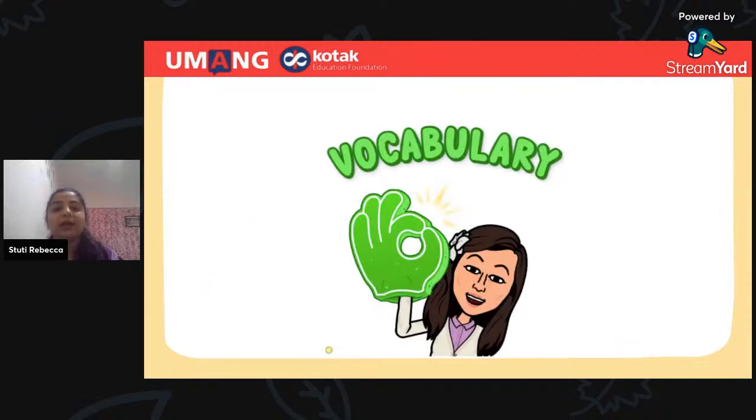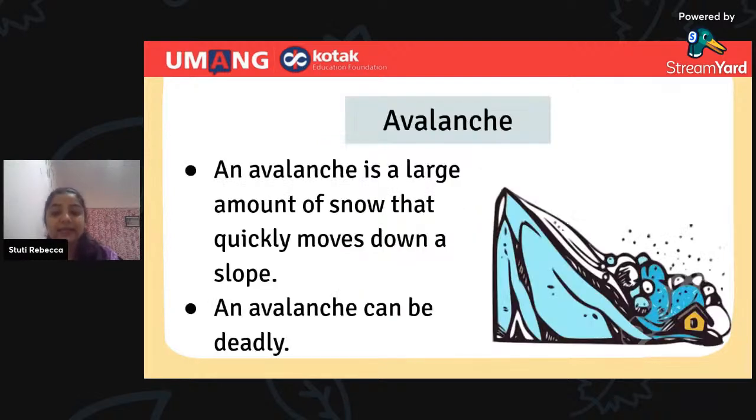Now that we know what are natural and man made disasters, let's quickly learn some new words related to the same. Now, the first word is avalanche. What is an avalanche? An avalanche is a large amount of snow that quickly moves down a slope. An avalanche can be deadly because it will bury or sweep away anything in its path. Quickly write avalanche in the chat box right away.